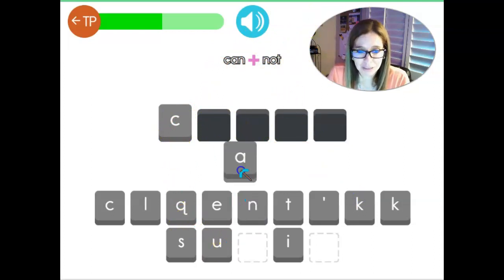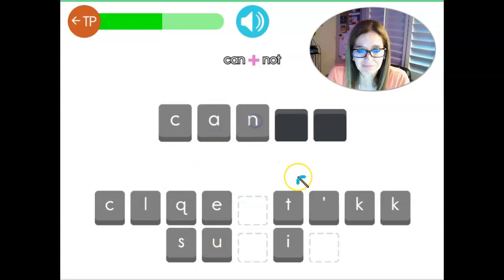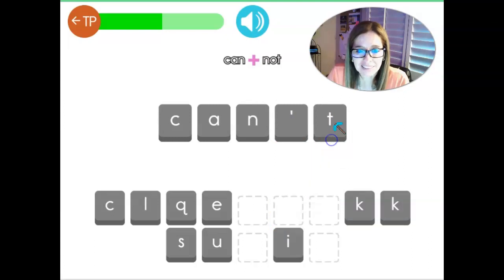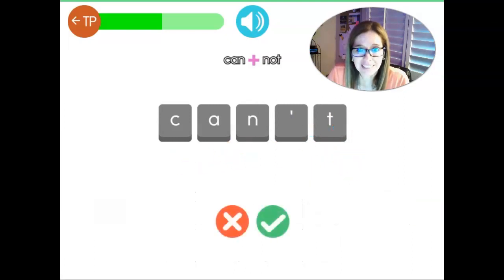First word in that contraction is can, and cannot. In the second part, I know that only this letter remains. I have can, and over here I only need t. That means the apostrophe is going to take the place of those two letters. Can't. And I don't want to lose my hearts and stars, so I'm going to check.